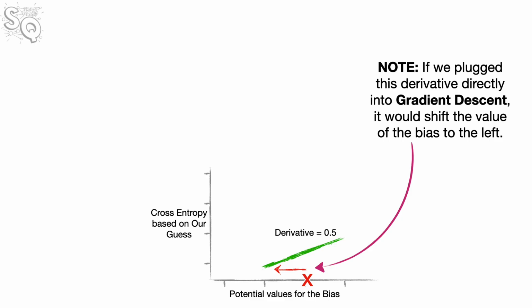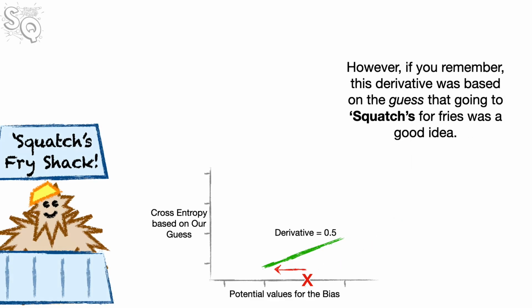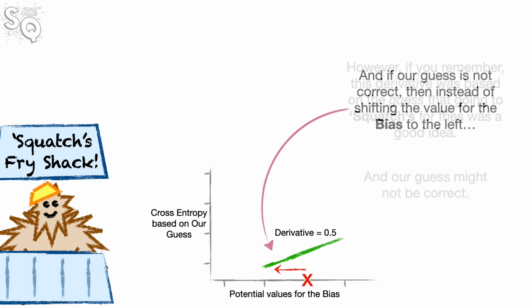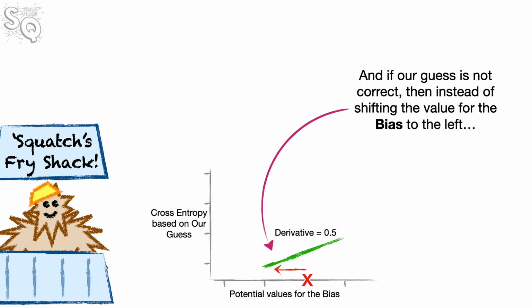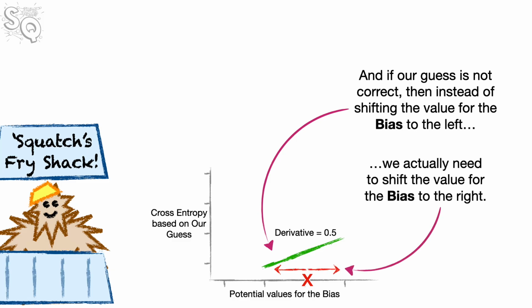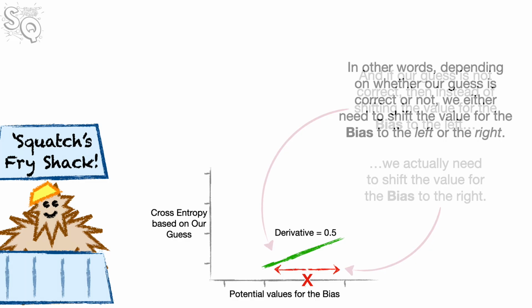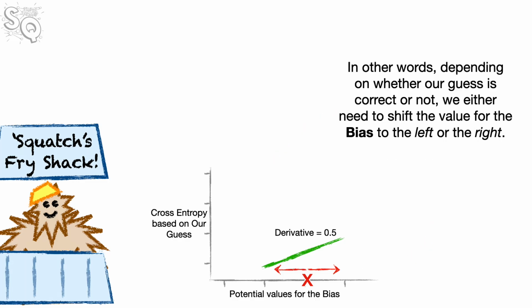Note, if we plugged this derivative directly into gradient descent, it would shift the value of the bias to the left. However, if you remember, this derivative was based on the guess that going to Squatch's for fries was a good idea. And our guess might not be correct. And if our guess is not correct, then instead of shifting the value for the bias to the left, we actually need to shift the value for the bias to the right. In other words, depending on whether our guess is correct or not, we either need to shift the value for the bias to the left or the right.